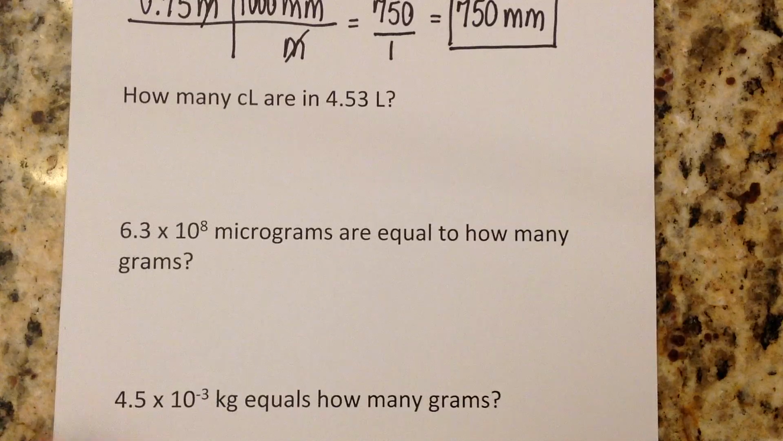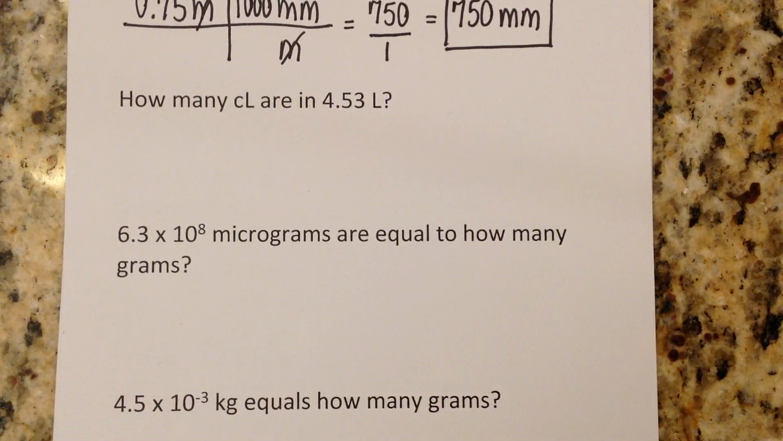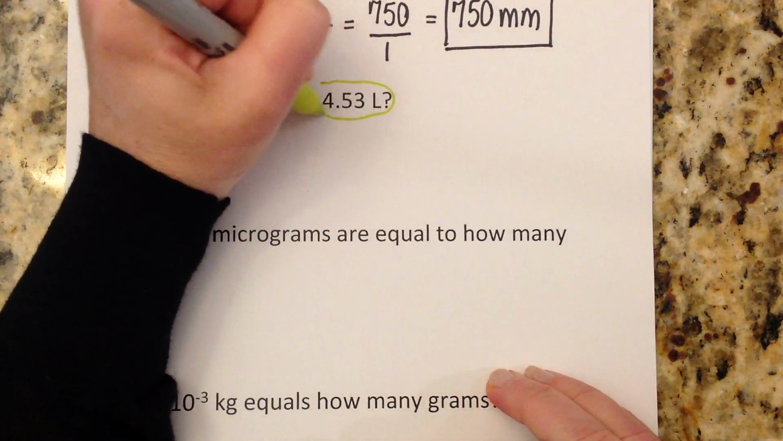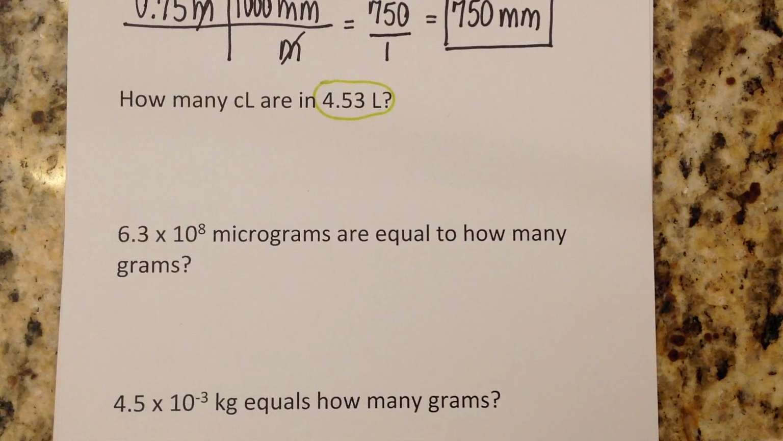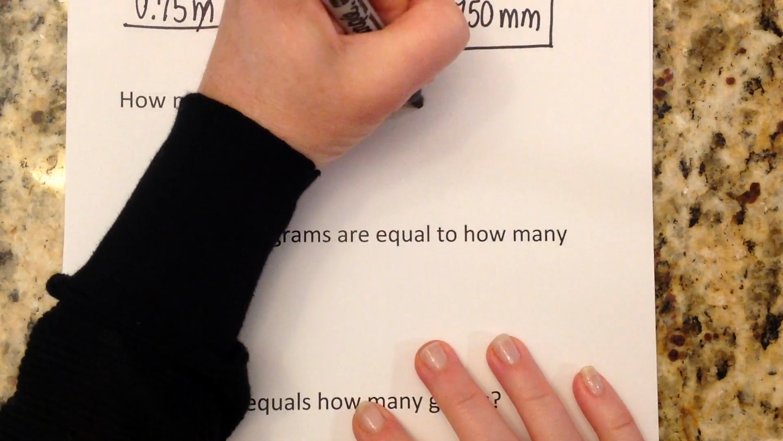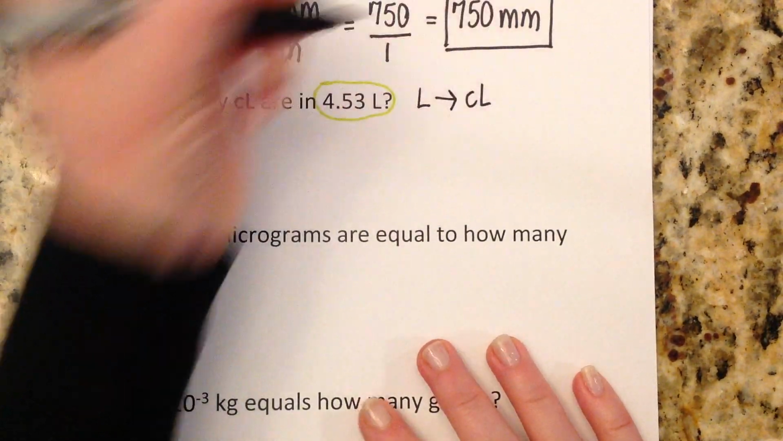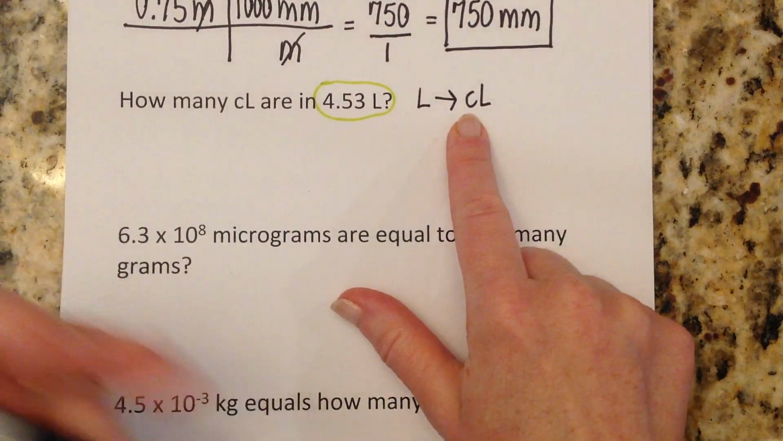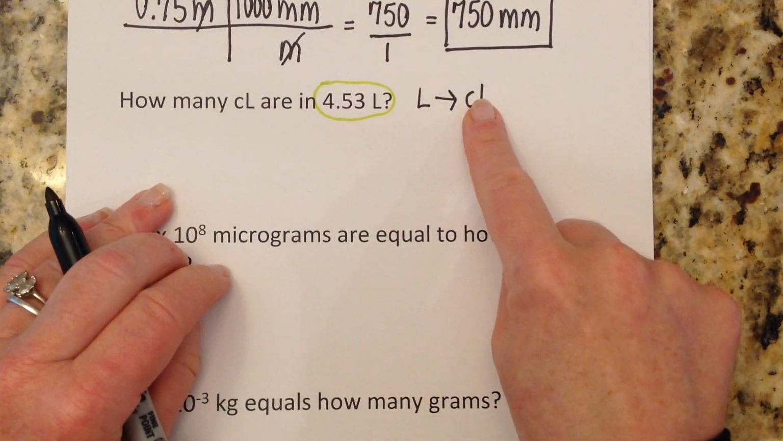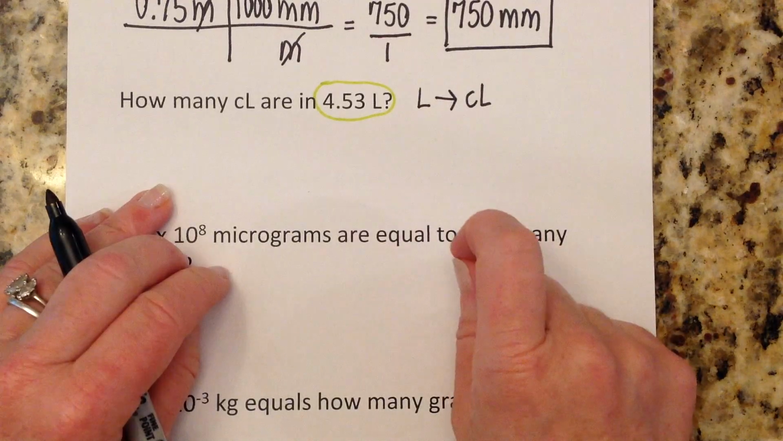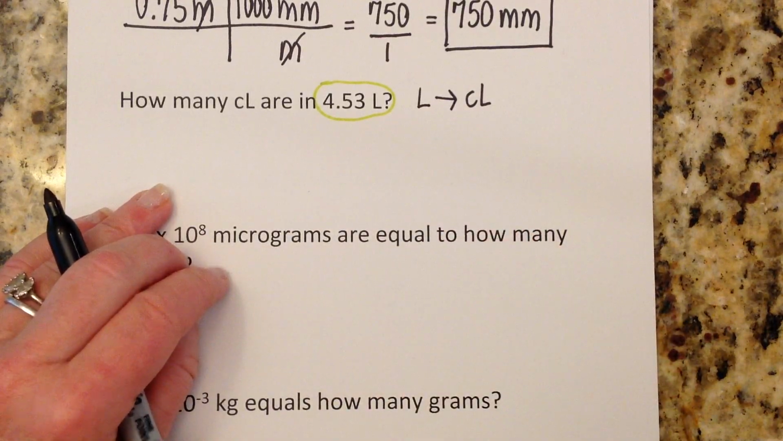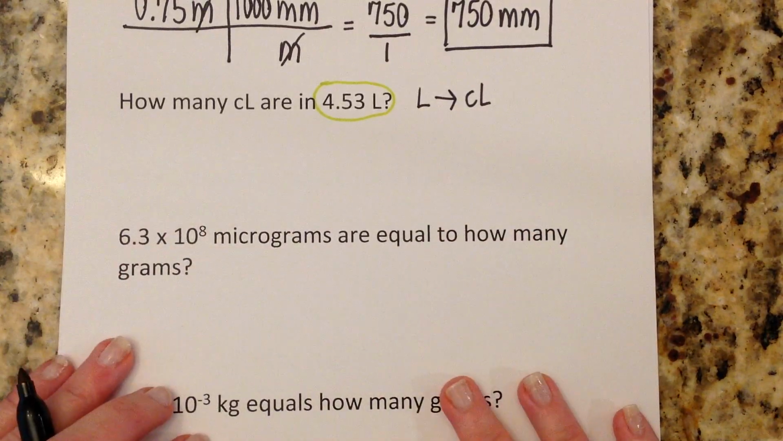All right, let's do number 2. How many centiliters are in 4.53 liters? I like to circle my given so I know where I'm starting. They gave me liters, they want centiliters. I know centi means 100. I also know a centiliter is smaller than a liter, and I know there's 100 centiliters in a liter. That's just good to know in case I need it in just a moment.